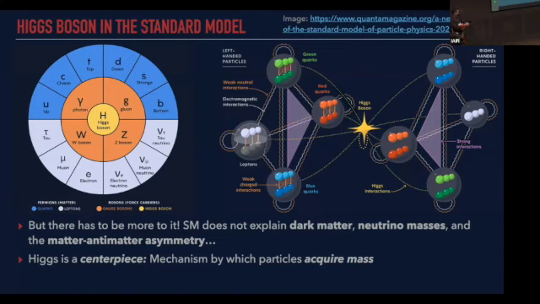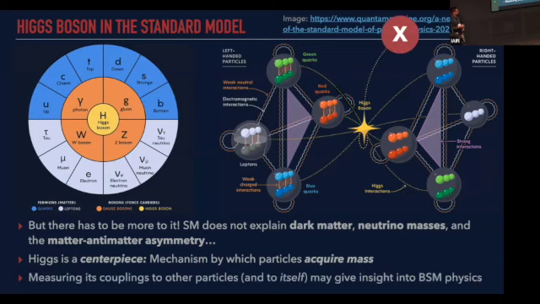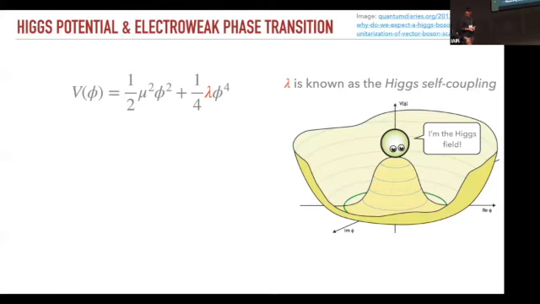One of the things that the Higgs mechanism is responsible for is that all these particles acquire some mass. So this is a fundamental piece of the puzzle that we want to understand better. Measuring this Higgs boson and its couplings to other particles, as well as to itself, may give us insight into new physics that may describe some of these missing pieces. So that's really what we're after.